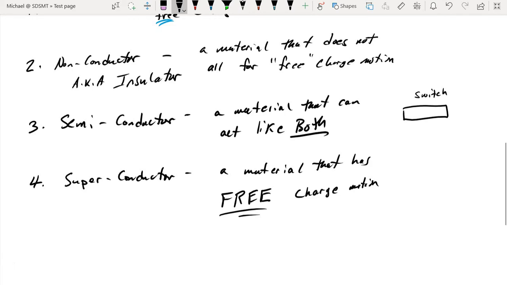But once that state is achieved, we can continuously move charge through that material without the need of any kind of driving force. It's a very interesting concept where you can have charge moving through a circuit without the need of, say, a battery being connected to it.